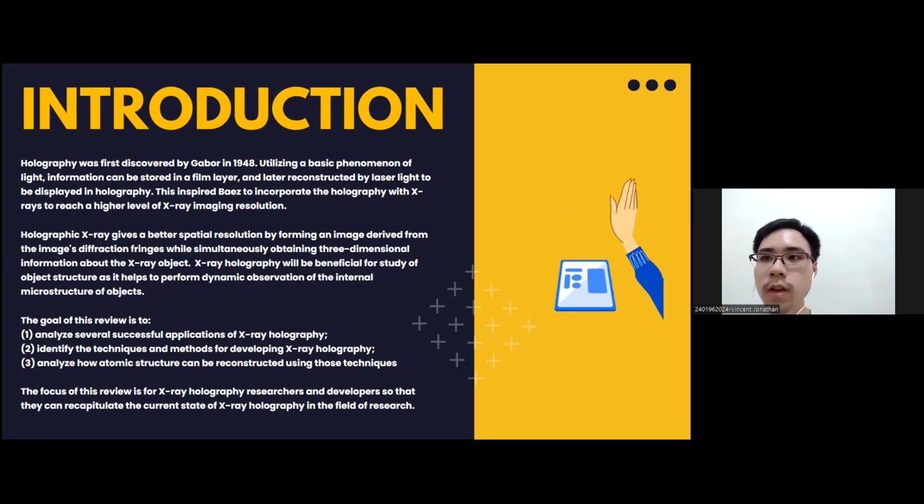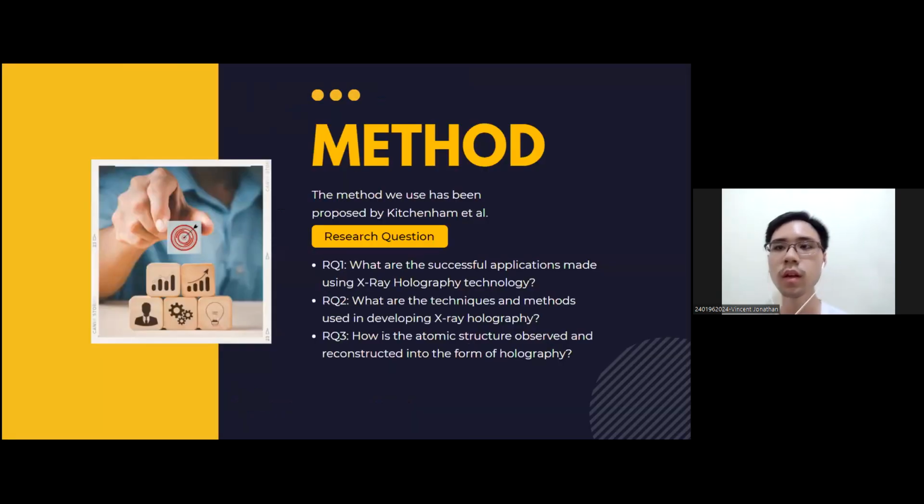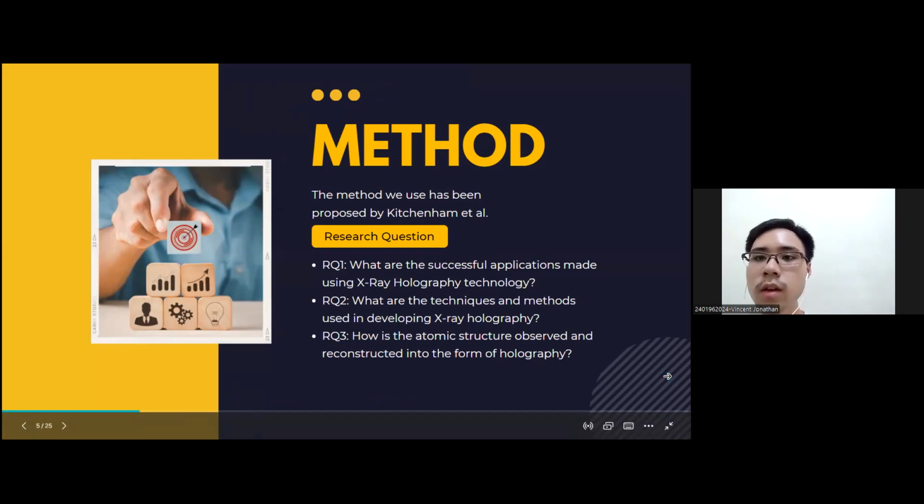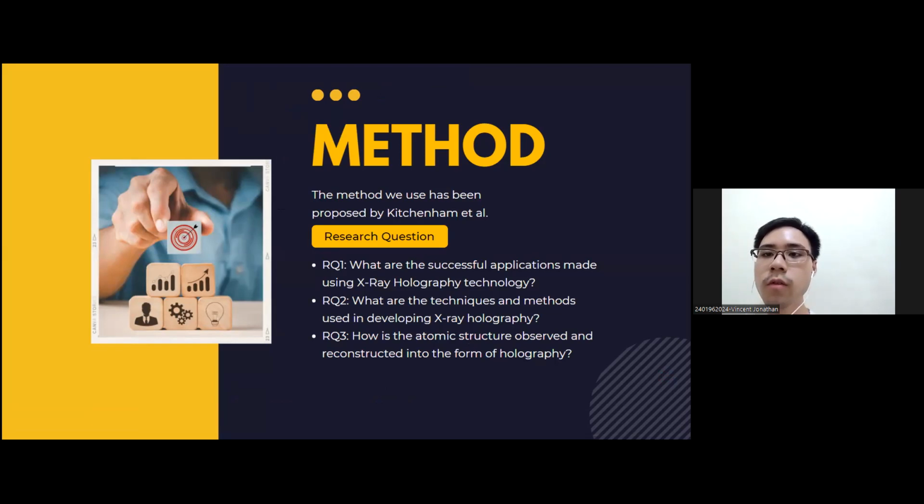of X-ray holography. The method we used is proposed by Kitchenham, and these are our research questions. The first is, what are the successful applications made using X-ray holography technology? The second is, what are the techniques and methods used in developing X-ray holography? And the last is, how is the atomic structure observed and reconstructed into the form of holography?